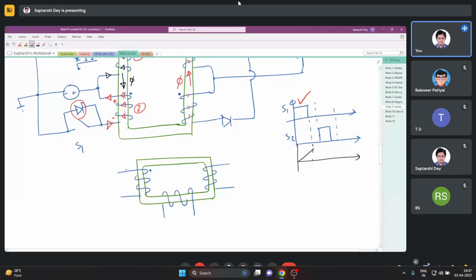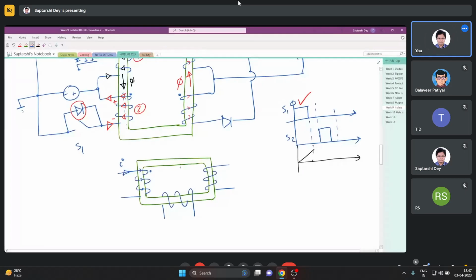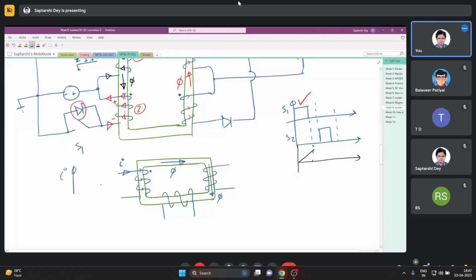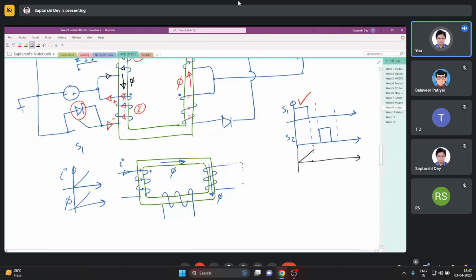Now I have a current flowing like this. This current will create a flux like this, which will link this coil like this. Now if this current I is increasing, then the flux is also increasing in this way. Suppose I have a load. It doesn't matter if I have a load or not, but suppose I have a load.